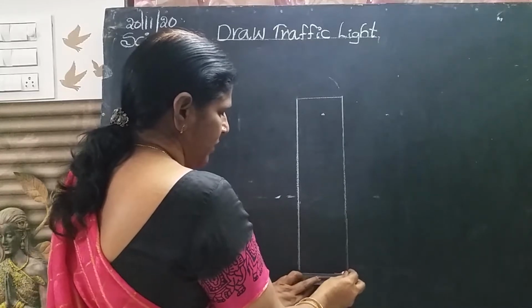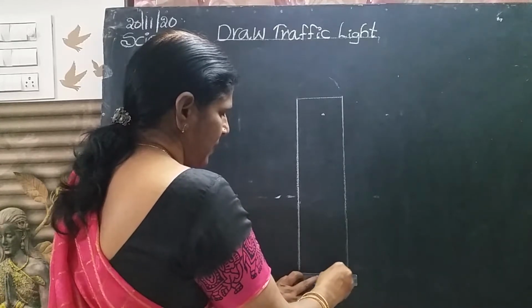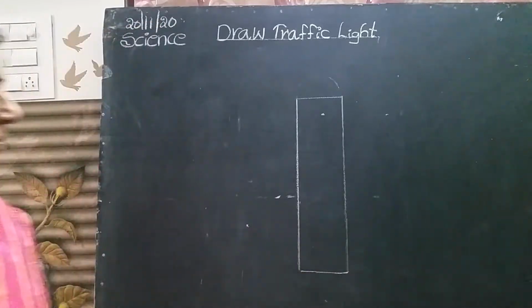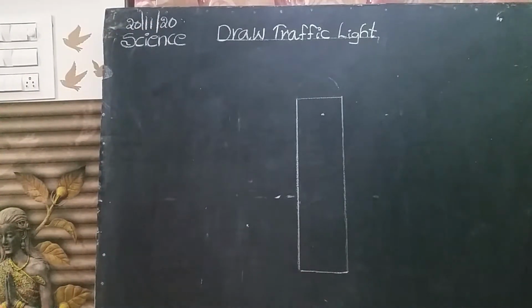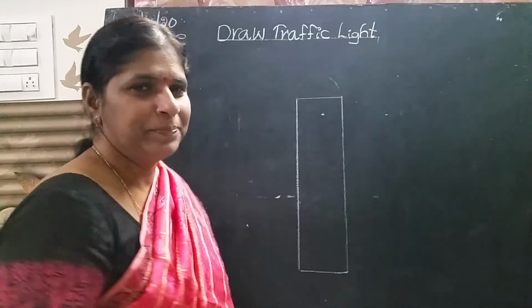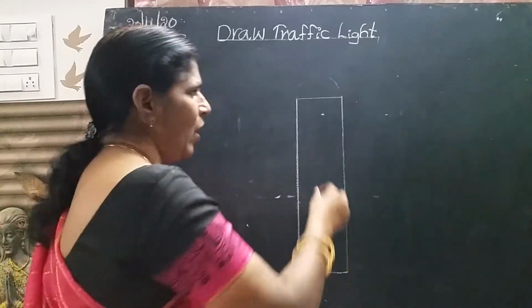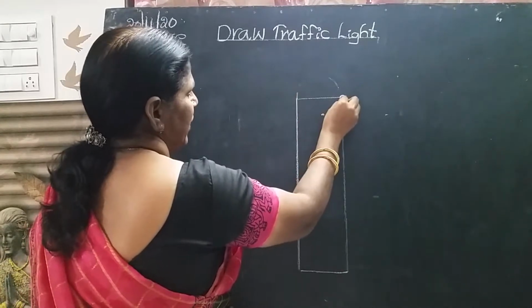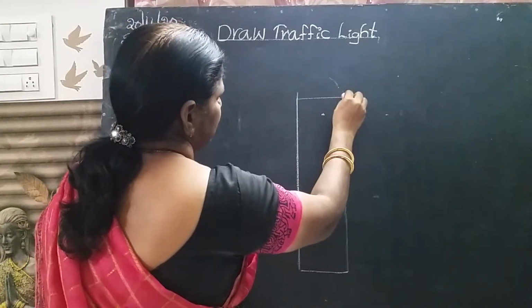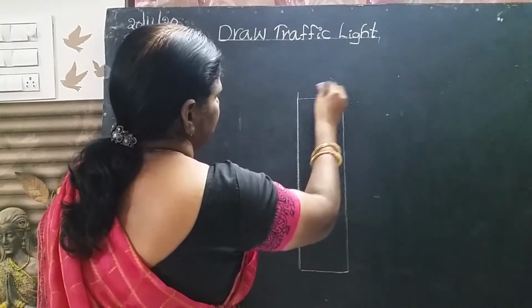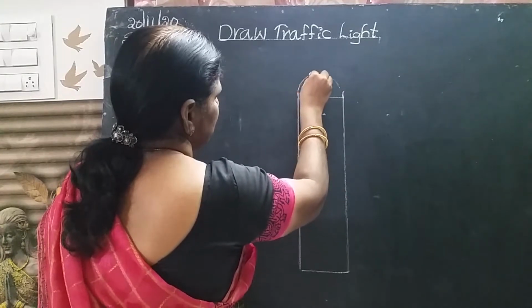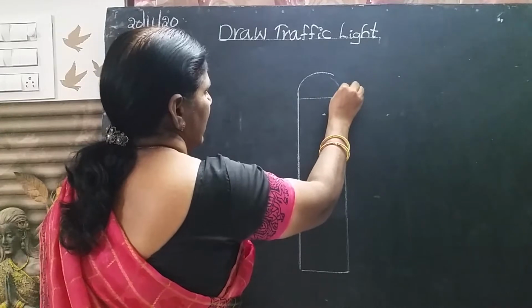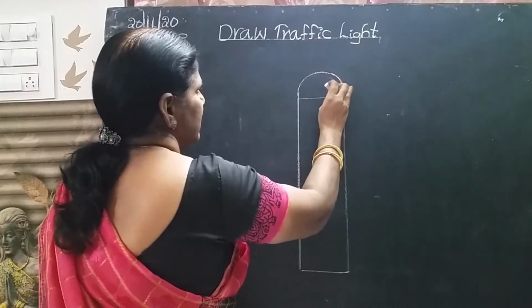Okay, you draw like this. Join them with a scale. Okay, one rectangle box is ready. Okay, draw a half circle like this.